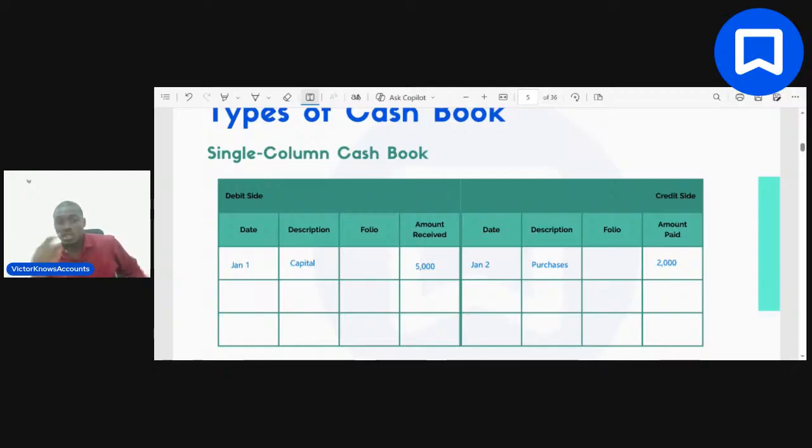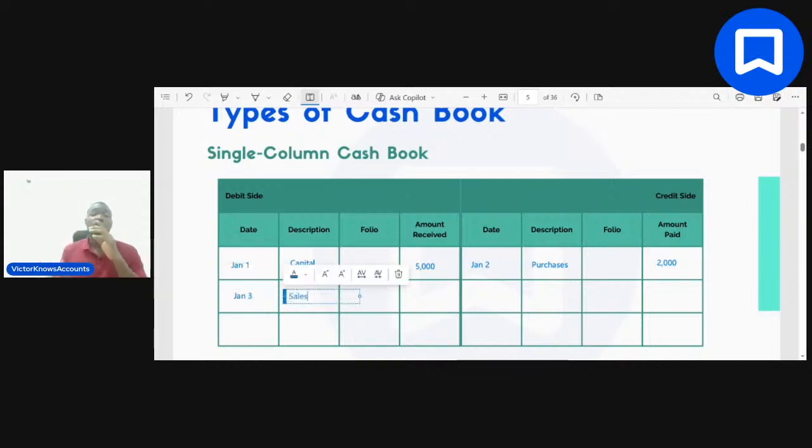Now let's assume that on the 5th of January, we sold goods for cash. We bought goods of 2,000 naira, then we're able to sell it. So that's January 3rd. Now, when you sell goods, you are receiving money. Sales is giving you money. So you debit the receiver, that's cash book, and you credit the giver, that's sales. So we come here, we say January 3rd.